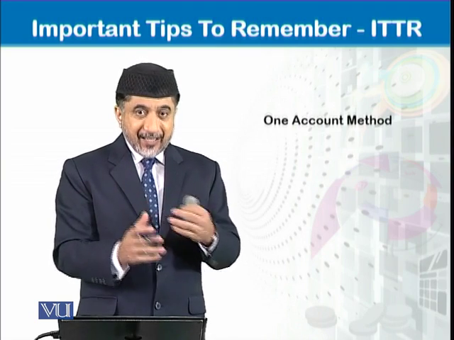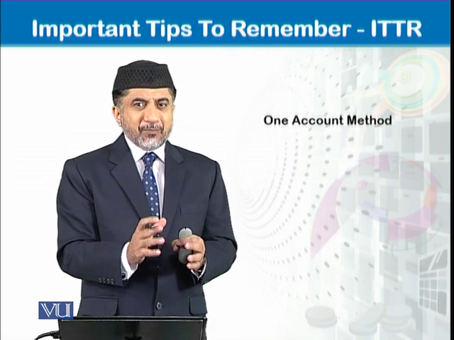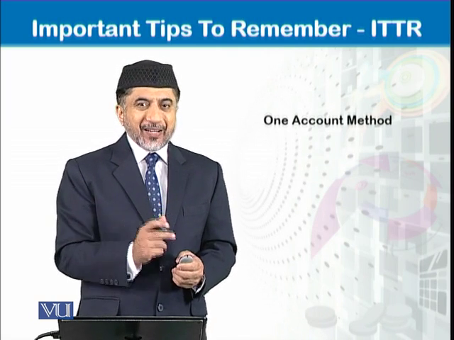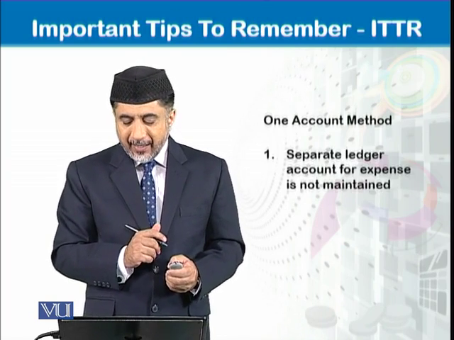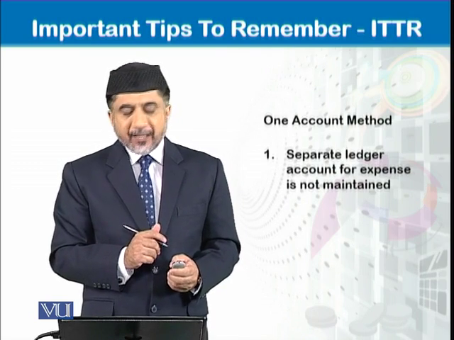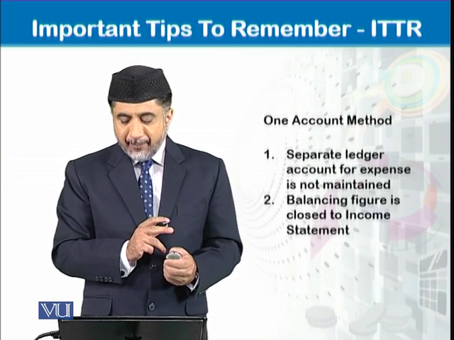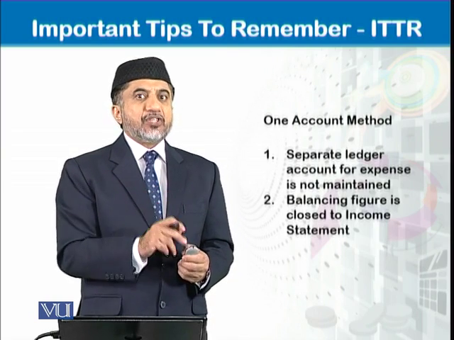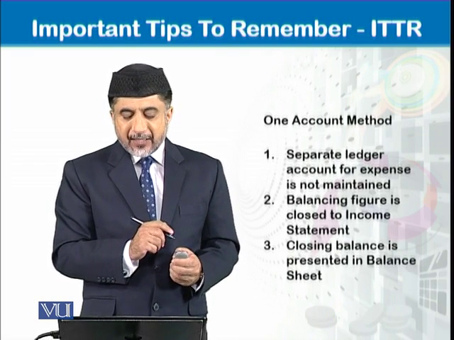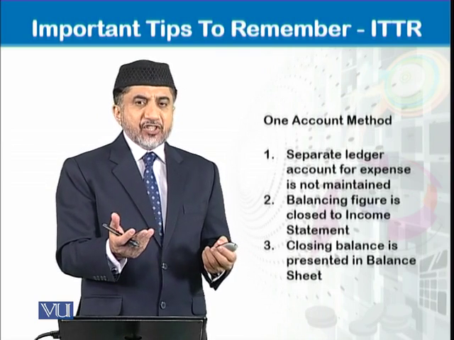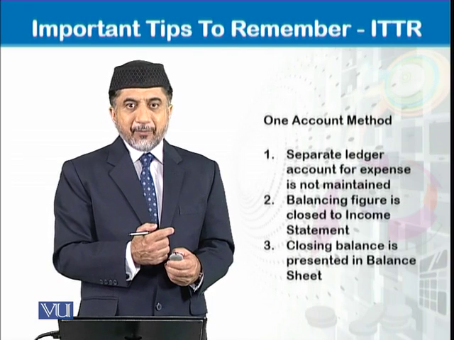I trust that by doing this practice, now you would be confident that this is something very interesting, as I told you earlier as well. So the ITTRs for one account method are that a separate ledger account for expense is not maintained in one account method, and the balancing figure is closed to the income statement in this one account method, and the closing balance is presented in the balance sheet because rent payable will be taken to the balance sheet as a liability.